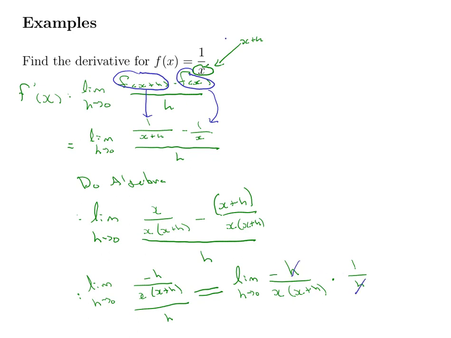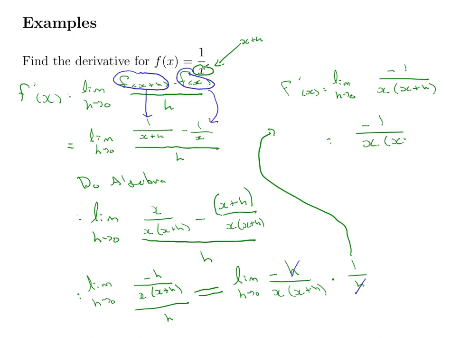We still have a negative sign here, so I'll move all this up here. We've got this limit still as h goes to 0 of negative 1 over x times x plus h. And now we can plug 0 in. Now we get negative 1 over x times x. That's negative 1 over x squared.